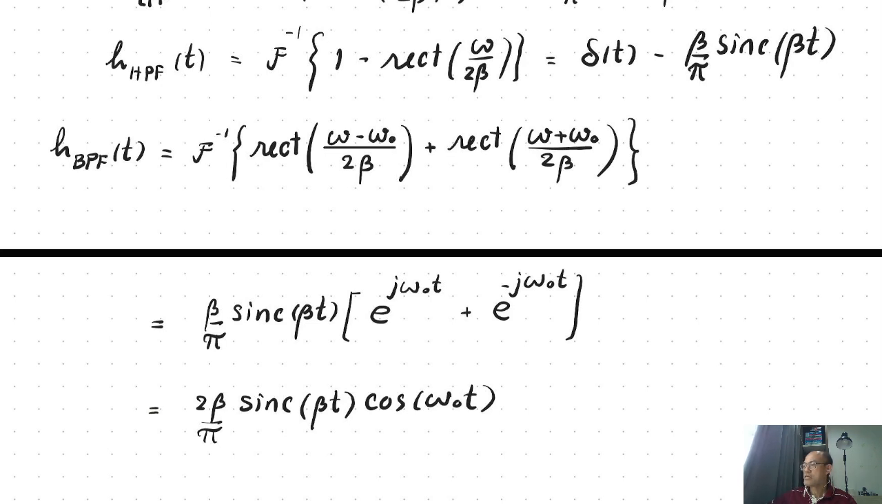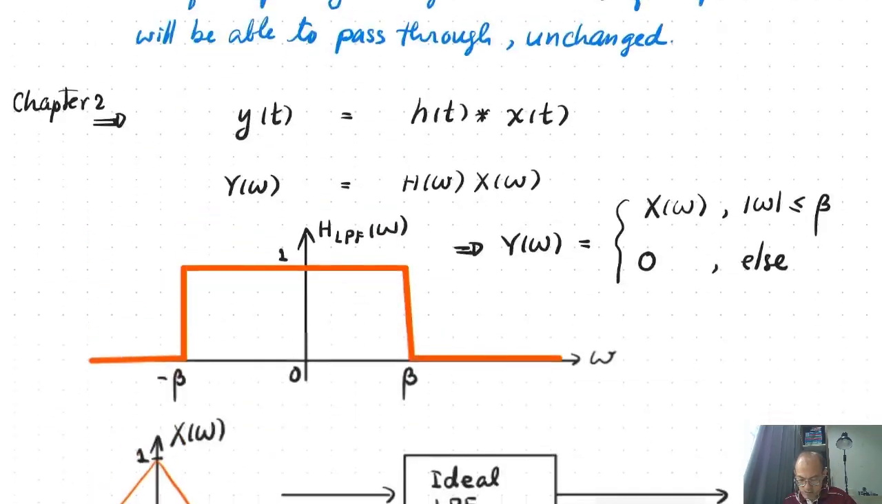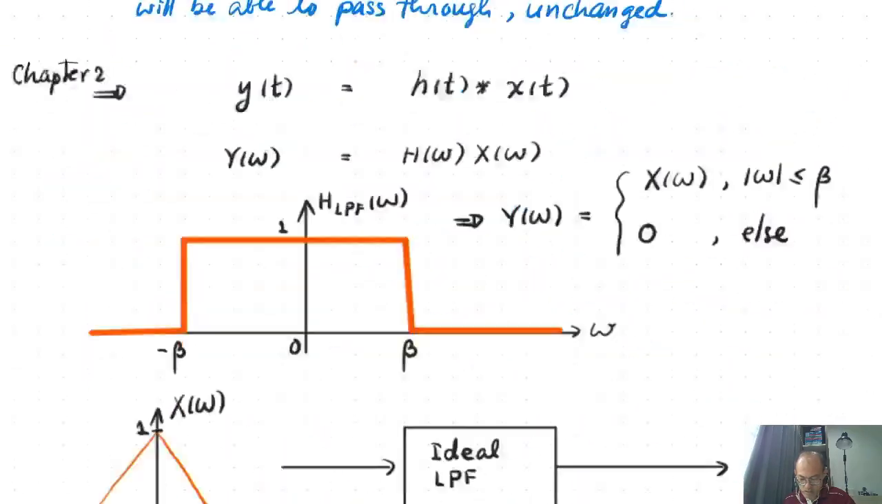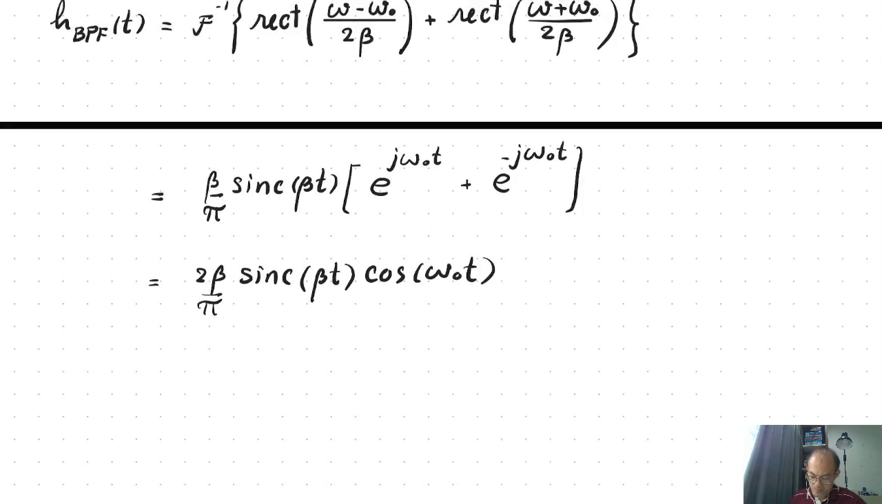Now, the last property that I'd like to discuss is called time multiplication, or frequency convolution. The last one that I'd like to talk about now is going to be property number 8 of the Fourier transform: time multiplication.